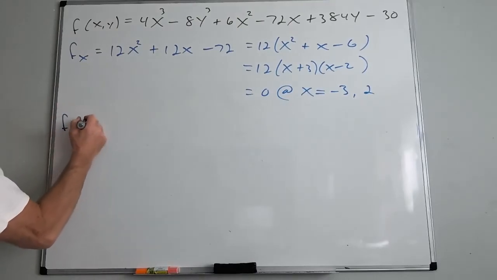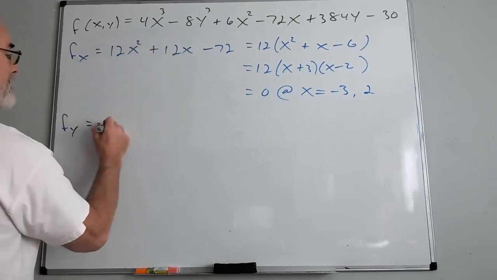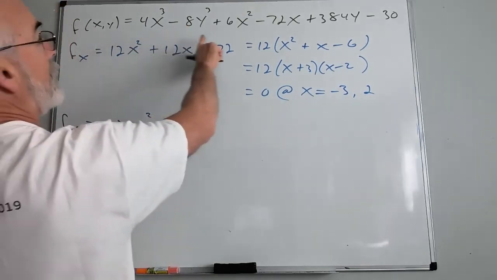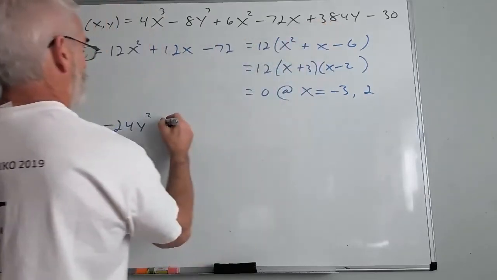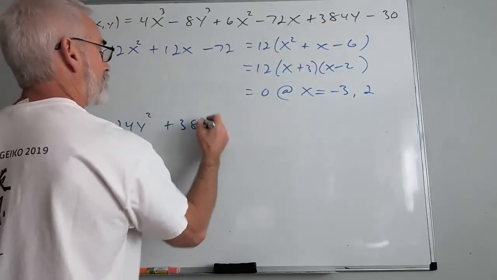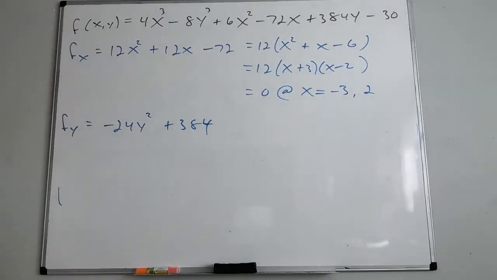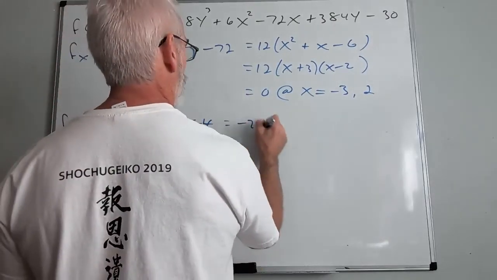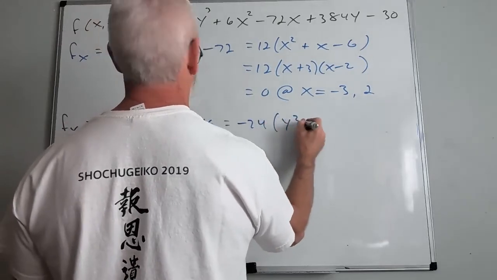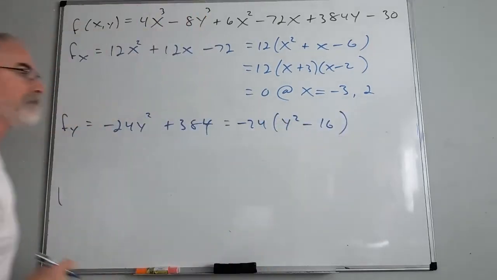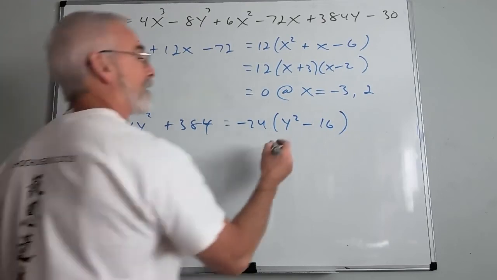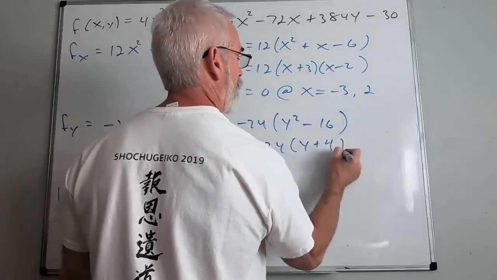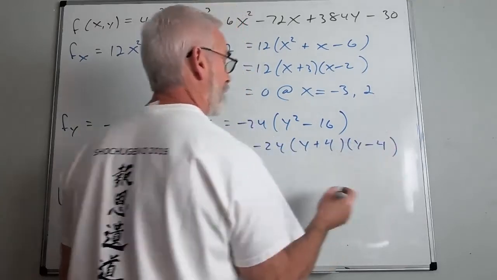Next, fy is -24y squared plus 384. Okay, I can definitely factor out a -24, and that would leave me with y squared minus 16. Not so bad. So y plus 4, y minus 4.